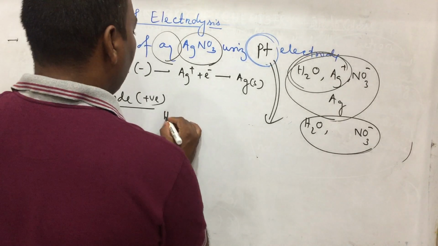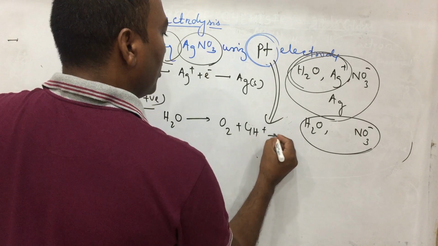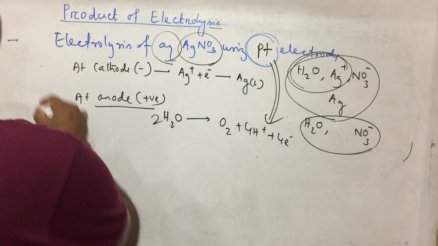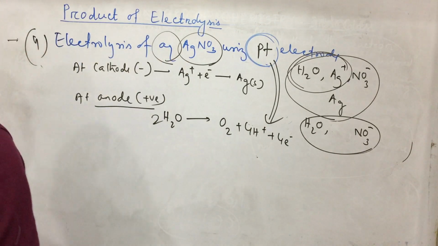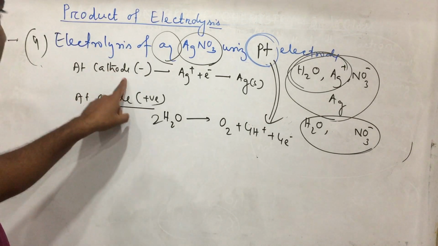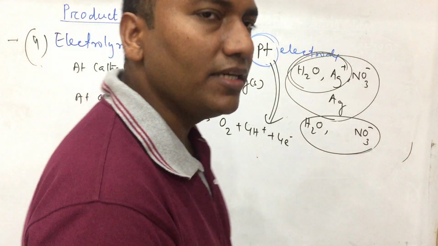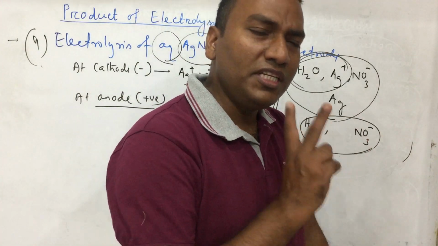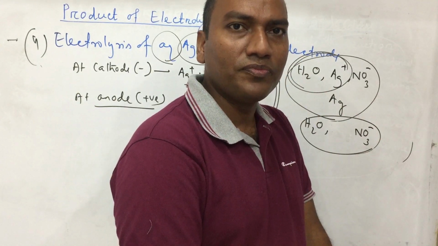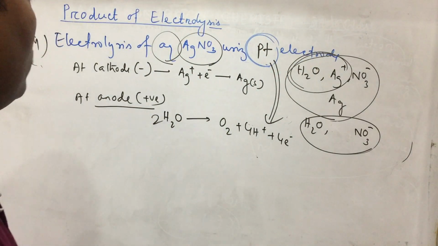That means at anode water loses electrons: 2H2O gives O2 plus 4H+ plus 4e-. So the fourth question: predict the product of electrolysis of aqueous AgNO3 using platinum electrode. At cathode silver metal is deposited, at anode oxygen gas is evolved. Clear? You have to remember this type of question, because theoretical and MCQ type questions, 1 mark and 2 mark questions, come in variety.